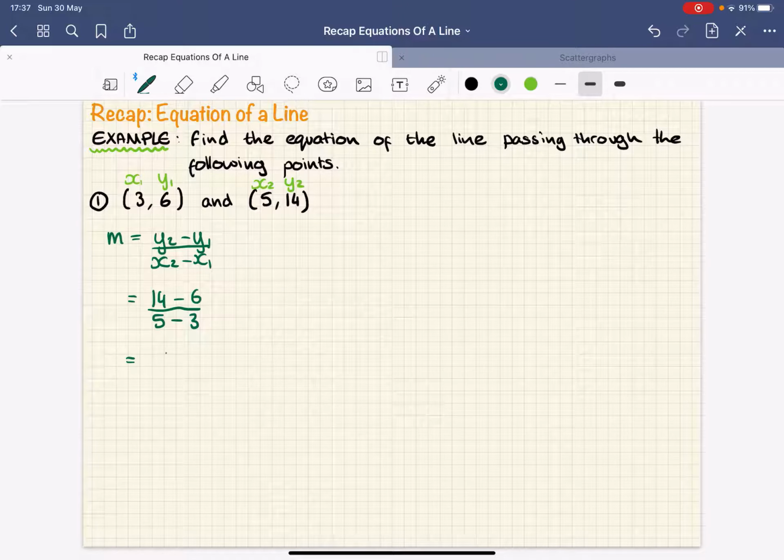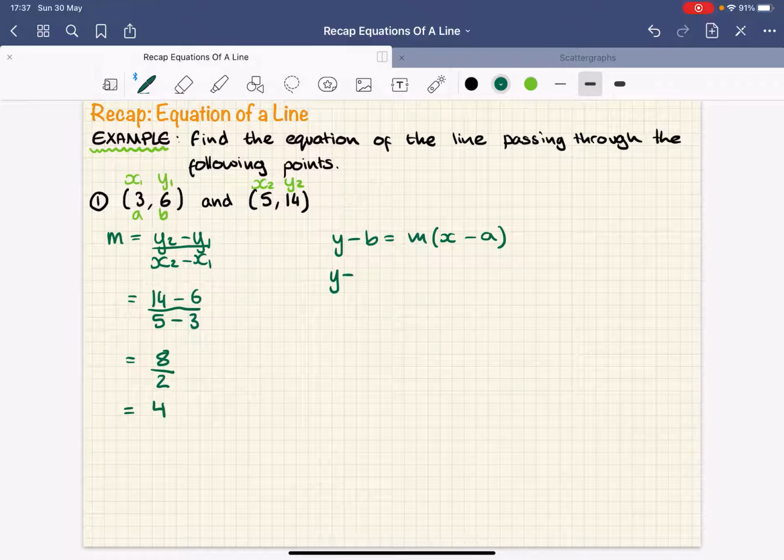14 take away 6 is going to be 8. 5 take away 3 is 2. 8 divided by 2 is 4. Now I've got my gradient. I can now use this formula here, the y minus b equals m bracket x minus a. And I want to choose one of my set of coordinates to be my a and the b. The 3 and the 6 are smaller, so I think they're going to be nicer and easier to use.